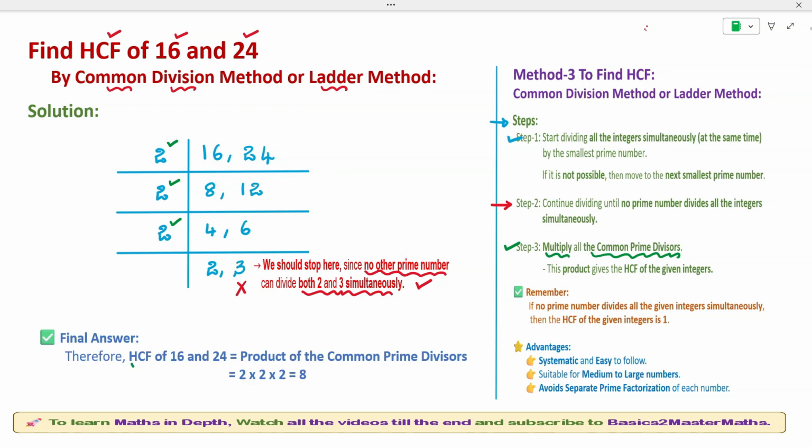Therefore, HCF of 16 and 24 equals product of the common prime divisors. In this case, it is 2 multiplied by 2 multiplied by 2 gives you 8. Got it?